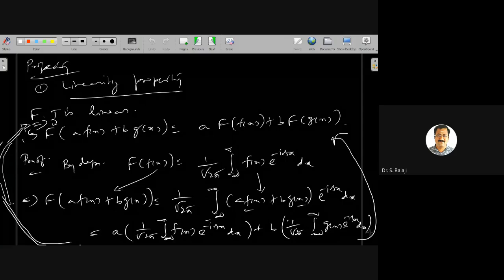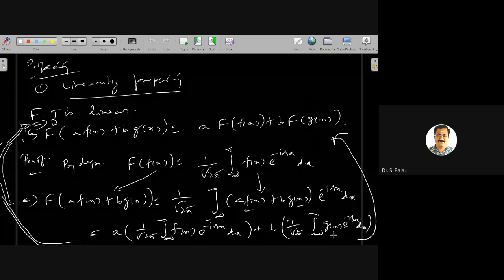You see that this is nothing but, again by the definition of Fourier transform, 1 by root of 2 pi integral from minus infinity of f of x e power minus isx. So it is a into the Fourier transform of f of x. This is the Fourier transform definition. Similarly here, plus b into the Fourier transform of the function g, b into Fourier transform of g of x.